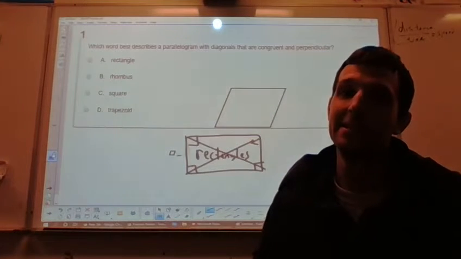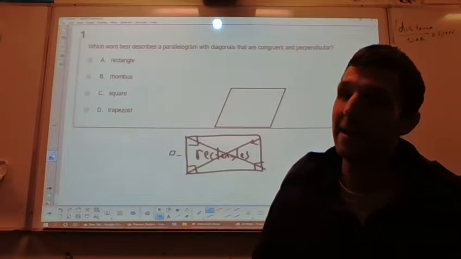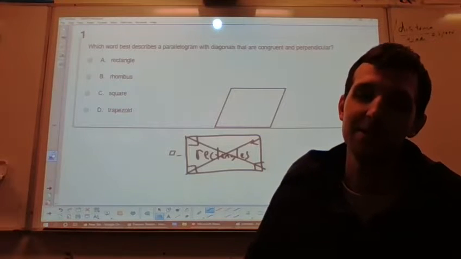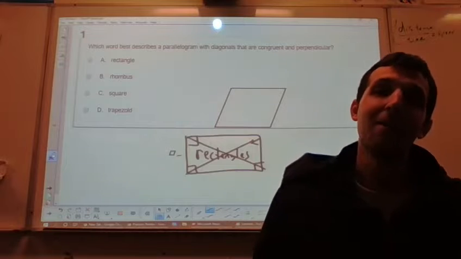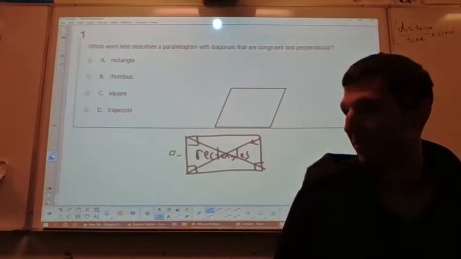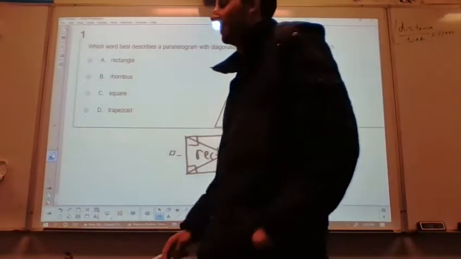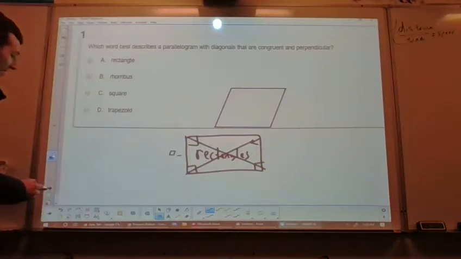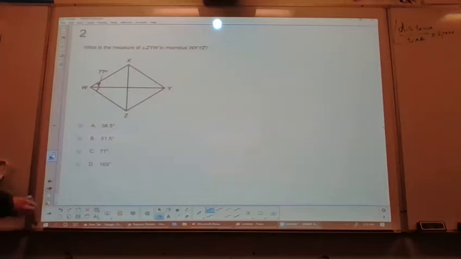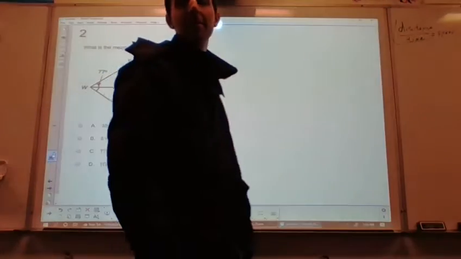I'll give you a hint. Not all trapezoids have congruent diagonals, just isosceles trapezoids. So anyhow, you better be able to get that one right. Look at your theorem sheet. It should be clear if you look at it and think a little bit. All right, let's go to the next one.